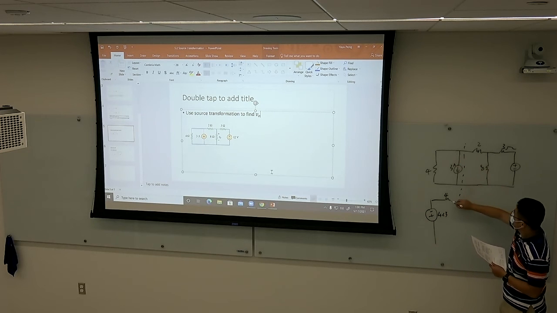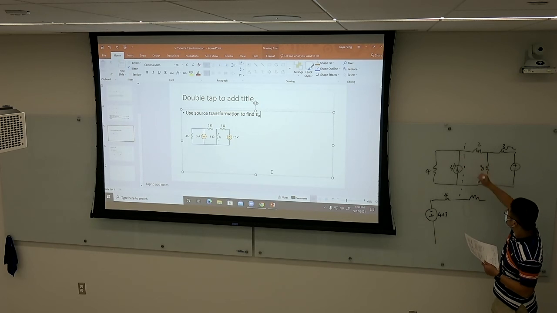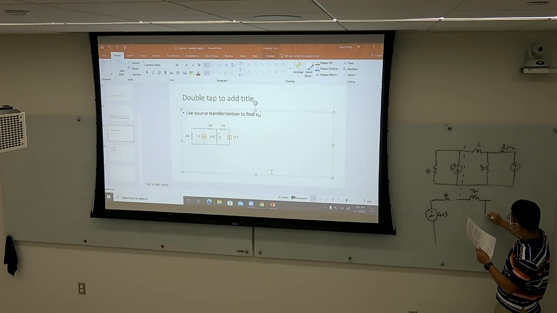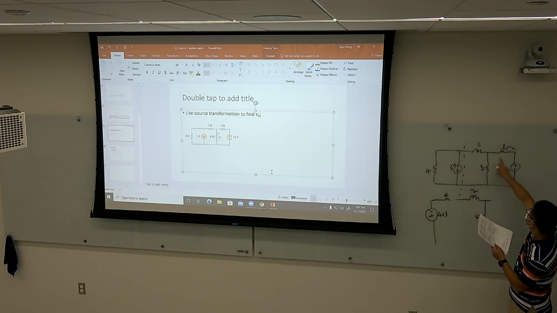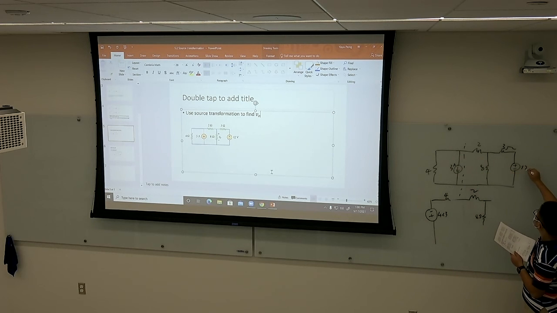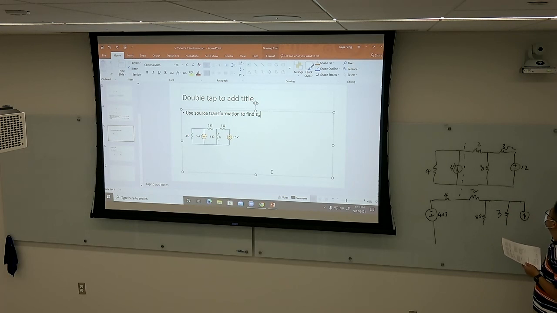And then we have the two ohm resistor here. We have the 8 ohm resistor here. And for this circuit, this is a 12-volt voltage source in series with the 3 ohm resistor. We can convert it into a 3 ohm resistor in parallel with the current source. Because the direction of the current source should go from negative to positive, it is up. And the current is 12/3, which equals 4.